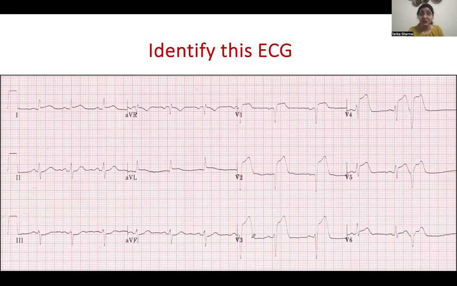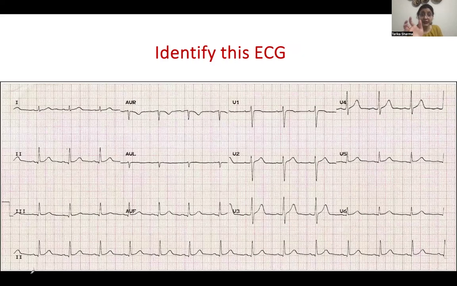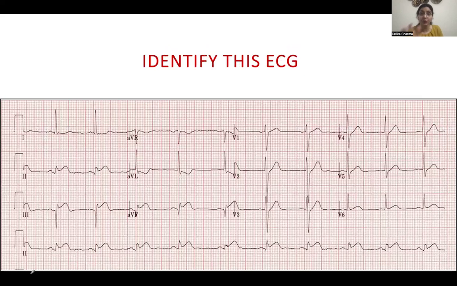Okay, now we have the second ECG. Here also you have to identify what might be abnormal in this ECG. Take some time and try to answer, try to recollect whatever has been taught to you. And then we have the third one. You have to try to find out what might be abnormal in this ECG. And then we have the fourth one. Okay, this is the last one.